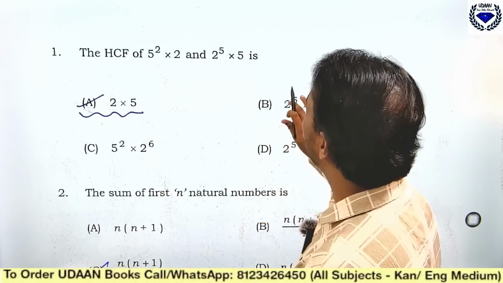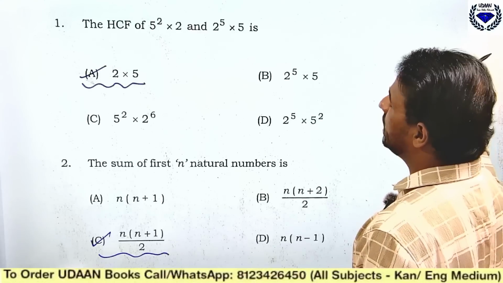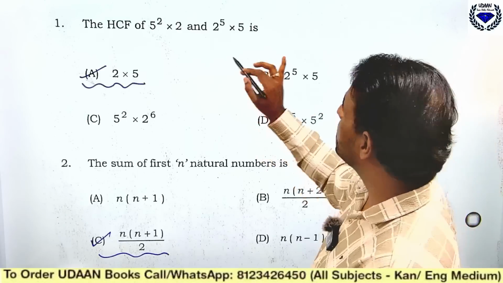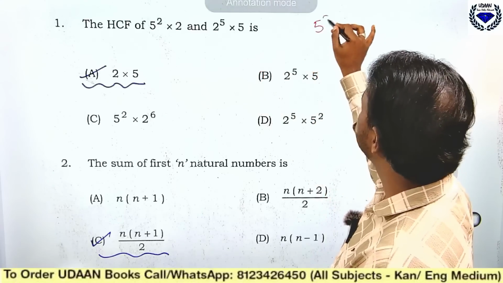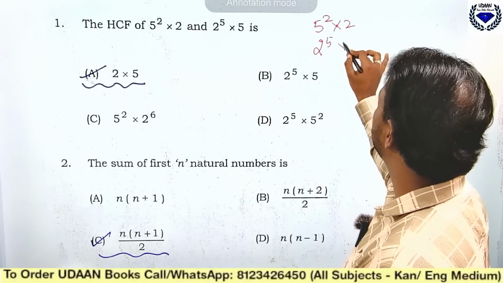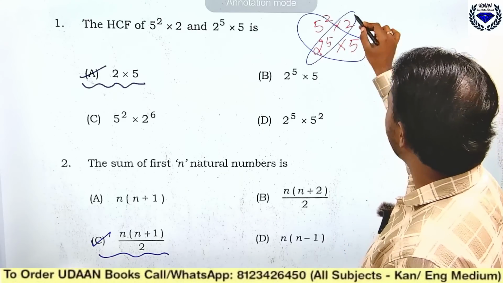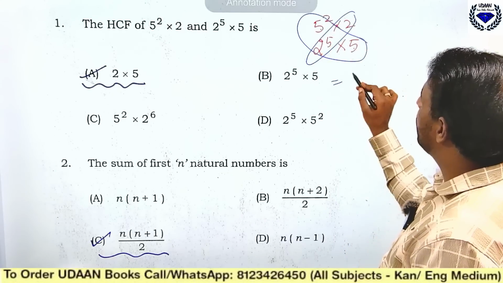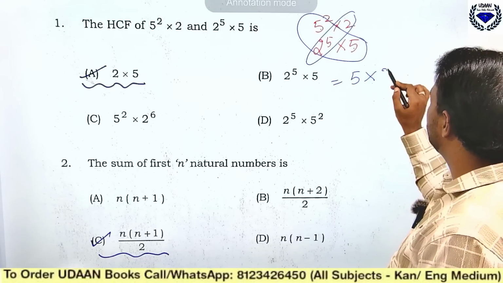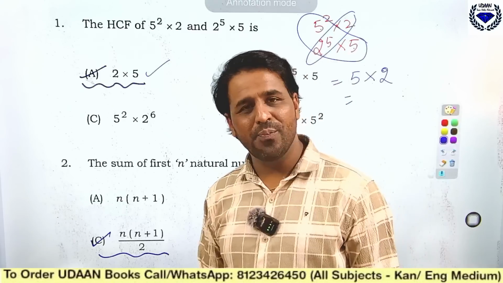The HCF of 5 square into 2 and 2 raised to 5 into 5. So what is the HCF here? HCF means taking the common factors with the lowest powers. You see that 5 is common and 2 is also common. In 5 square and 5, which is the lowest? 5. In 2 and 2 raised to 5, which is the lowest? 2. So the right answer is 2 into 5.